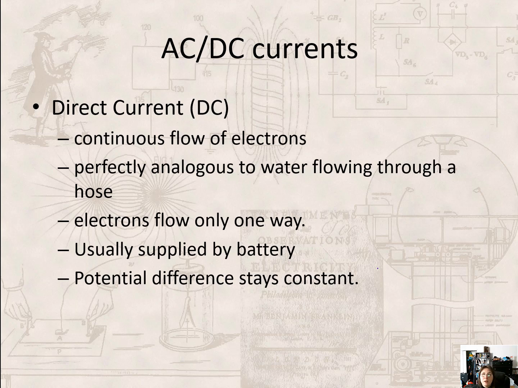Okay, so there are 2 different kinds of currents, AC and DC. There's the direct current. It's a continuous flow of electrons. It's perfectly similar to water that's flowing through a hose, and the electrons only flow one way. It's usually supplied by a battery, and the potential difference stays constant. So this is what we're actually going to be dealing with through this unit.